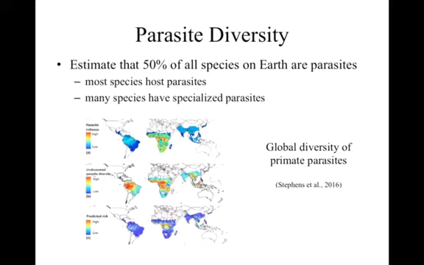Like everything else in the world, parasite diversity varies as you change across the globe. Here we have an example of global primate parasite diversity. And what you'll see is that it tends to be very high in the tropics, where primates are much more abundant.